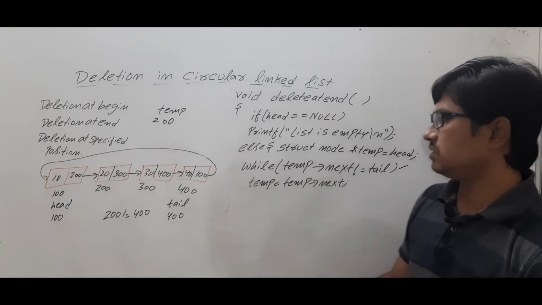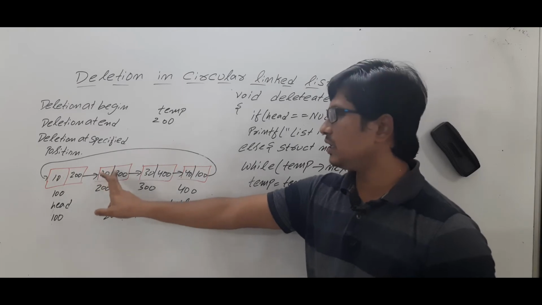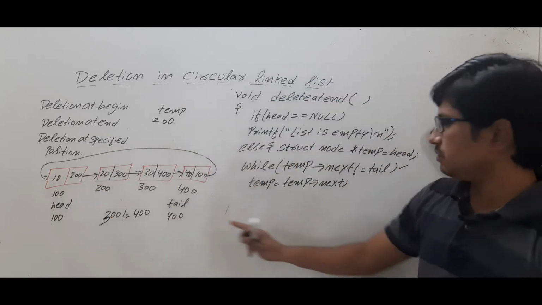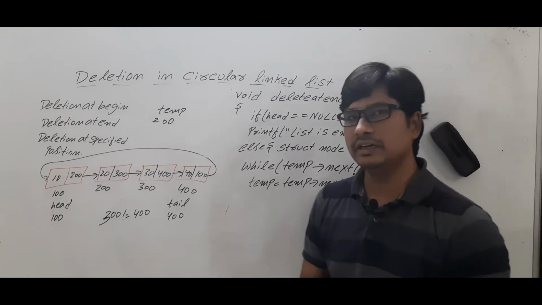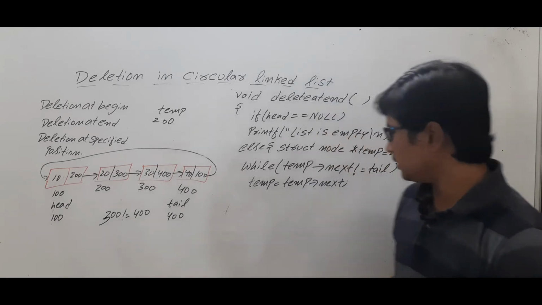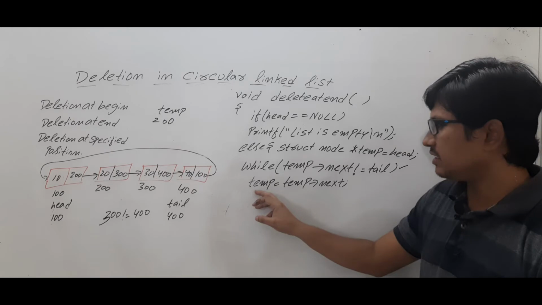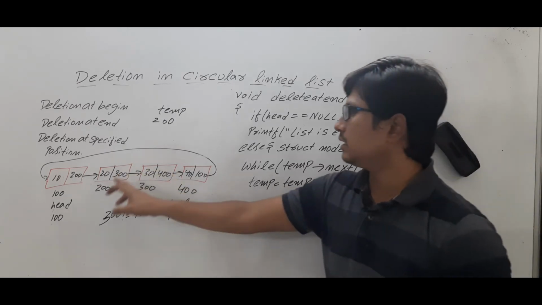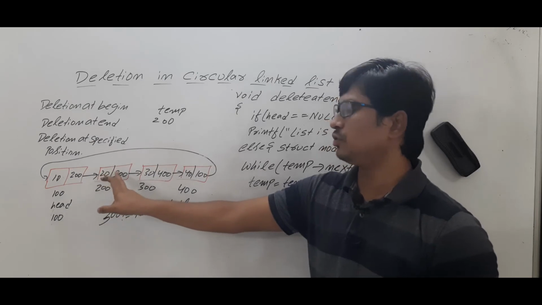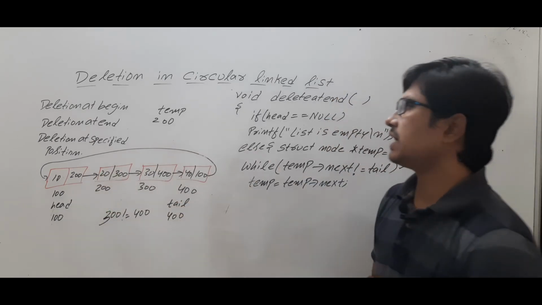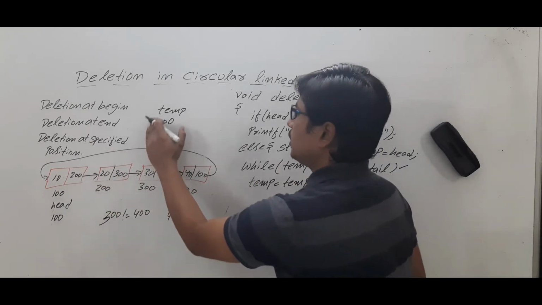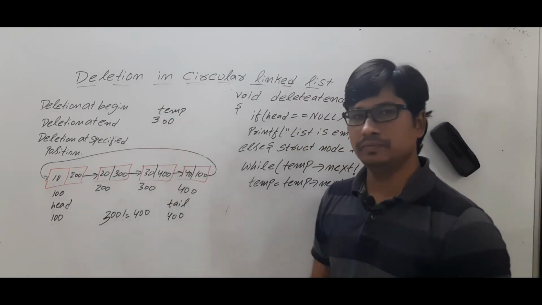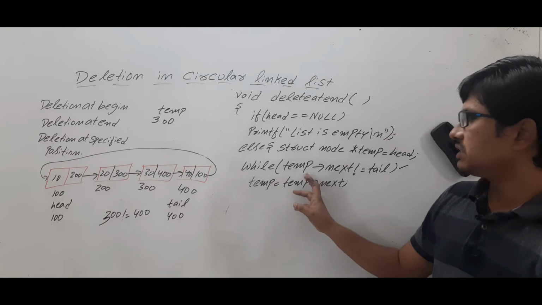Temp is now 200, 200 next is 300. What is the tail value? Tail value is still 400 only. 300 is not equal to 400. So this condition is true. If this condition is true, you will execute temp is equal to temp of next. Temp is 200, temp of next is 300, that you are assigning to temp. Now the temp pointer is pointing to this node. Again you will check the condition.